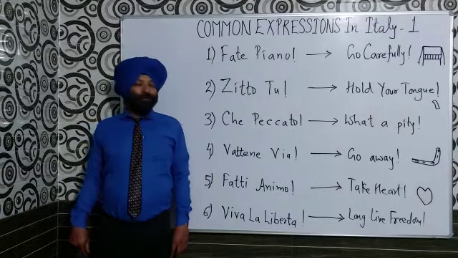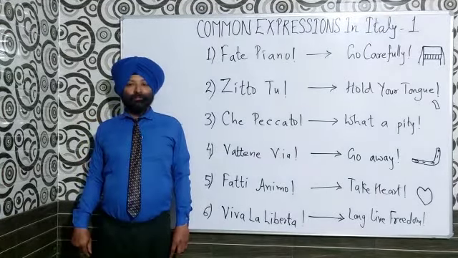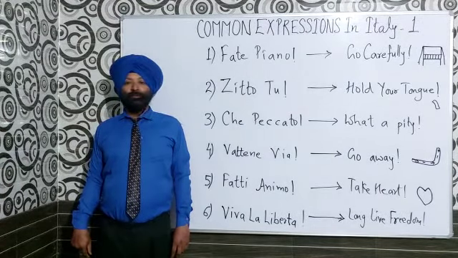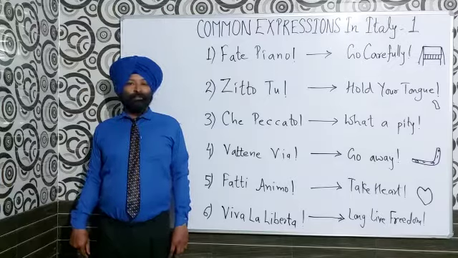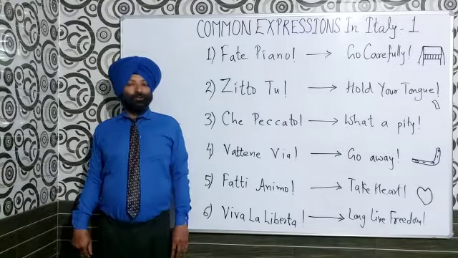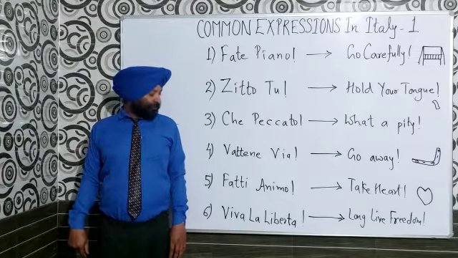Fourth is Vattene Via. Vattene Via means go away. Whenever we have to tell someone to just go away from here, we have to use the word Vattene Via. With this, we draw the picture of a road, that is called Via. So Vattene Via means go away.